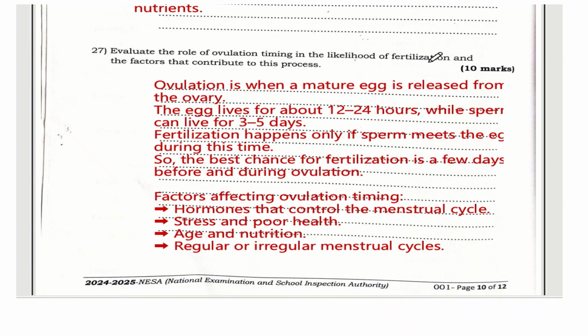The timing of ovulation is critical for successful fertilization because the egg survives for only about 12 to 24 hours after being released. Fertilization is most likely to occur if sperm are present in the fallopian tube during this period. A sperm can live for about 3 to 5 days inside the female reproductive tract. So intercourse a few days before ovulation or on the day of ovulation increases the chance of fertilization.